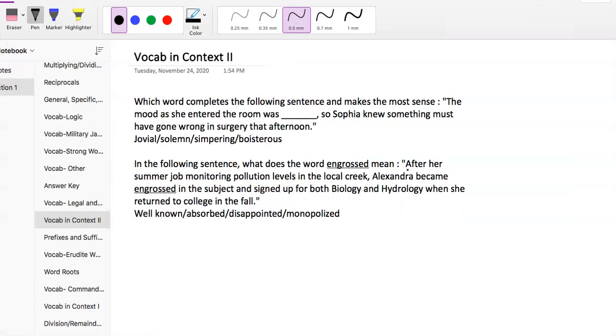All right, vocab in context 2. So there's also a vocab in context 1, which means vocab in context is very likely to show up on the exam. Anything that says vocab means word knowledge. Word knowledge is one of the 4 categories that makes up your AFQT score or your ASVAB score. So it means it's worth 25% of your score.